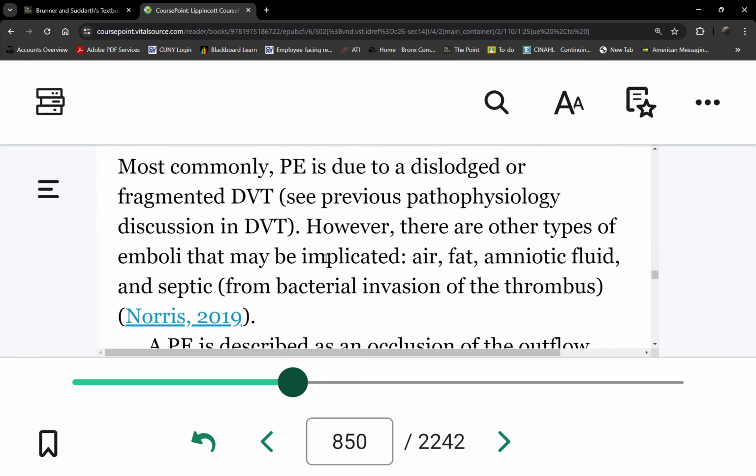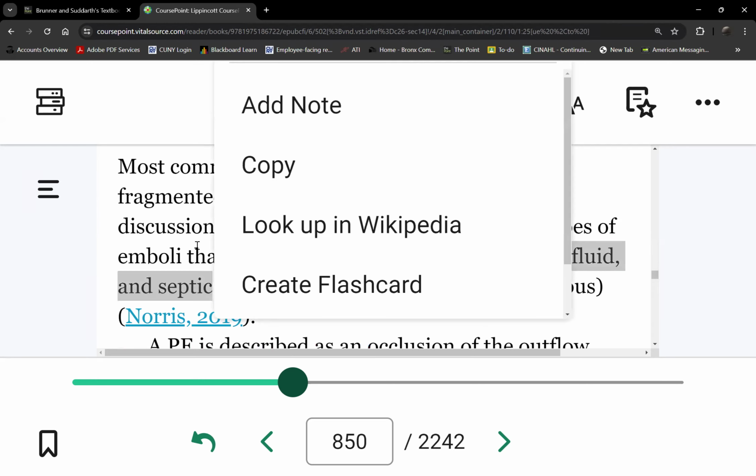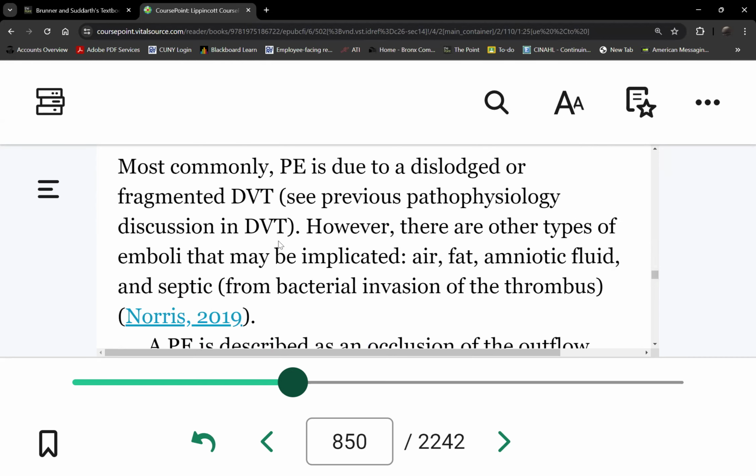Now, for this chapter, it will only talk about a PE caused by a clot. Because there are other sources of a PE, which could be formed by air, fat, amniotic fluid, or even septic emboli. Now, again, for this chapter, management-wise, it will refer only to clots, okay? So PE is caused by a clot.